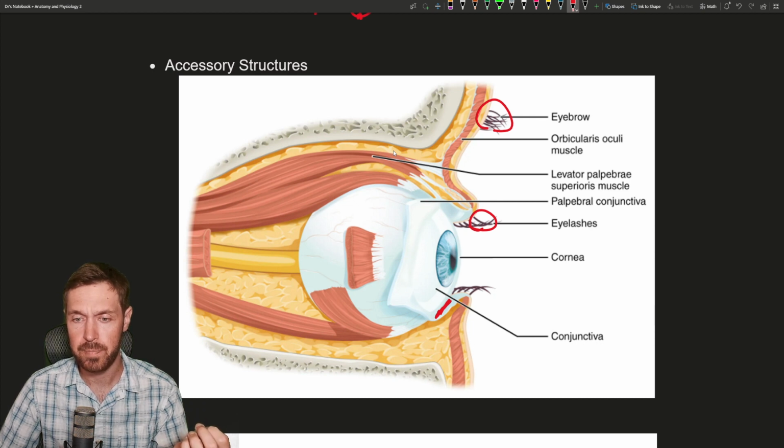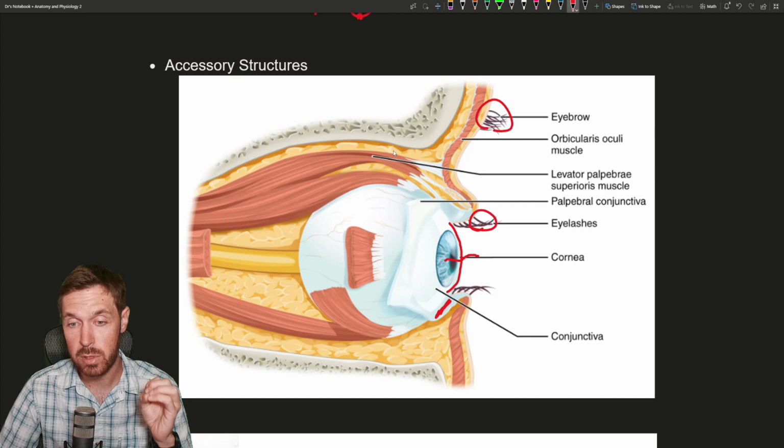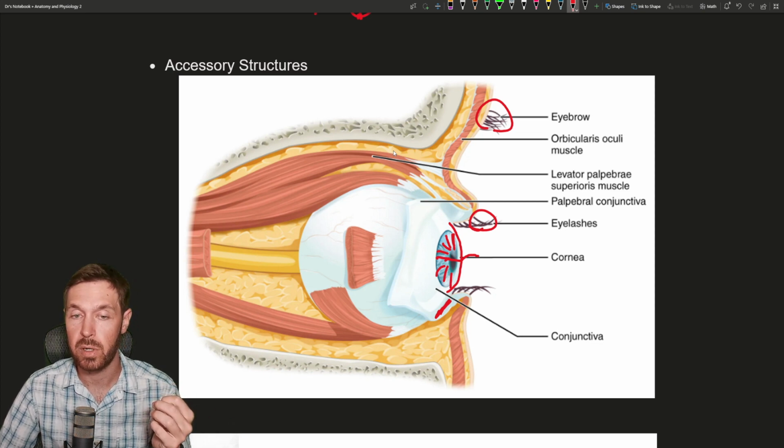And then the cornea is a transparent part of the eyeball. So light can move through the cornea, through the pupil, which is the hole, and then here would be the iris, which is pretty much a muscle that controls pupil dilation and pupil constriction.